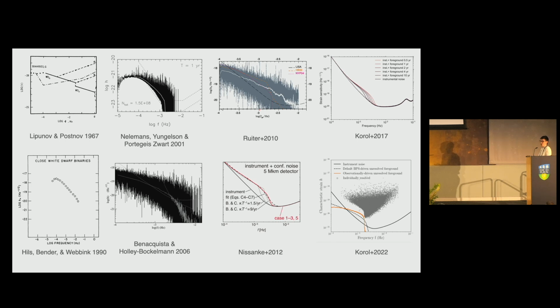This is not just me. Sarah was not the first person to do this. We've been doing this literally since the 60s. Lipunov and Postnov knew that the double white dwarfs would probably form a foreground for gravitational wave sources all the way back in 1967. Peter Bender and Ron Webbink made a paper that I read 1 million times in the first 3 years of my PhD to try to figure this stuff out. And many people over the years have been doing this. And every time we put a new paper out, it's a refinement because we have new physics that we're trying to understand and include.